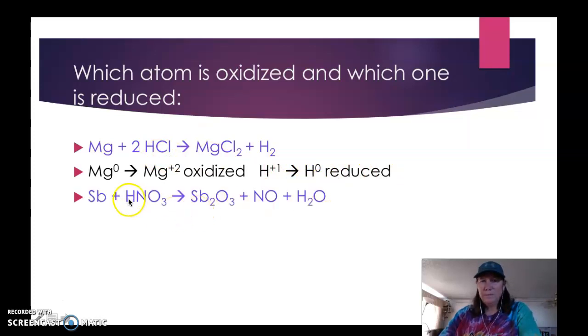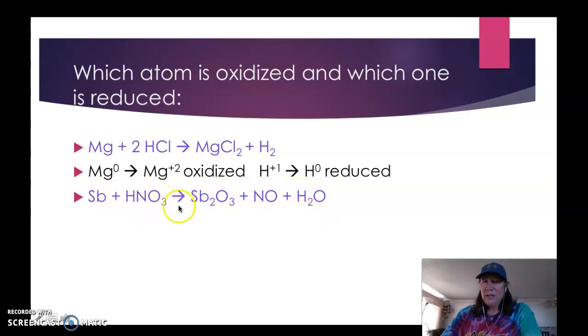Okay, on this one, now I have Sb by itself. So I know that's one of them. So Sb goes from 0, and then over here, I have oxygen, which is -2, and there's 3 of them. That's -6. So this side's +6. 6 divided by 2 is 3. So Sb goes from 0 to +3, and then I need one more, okay?